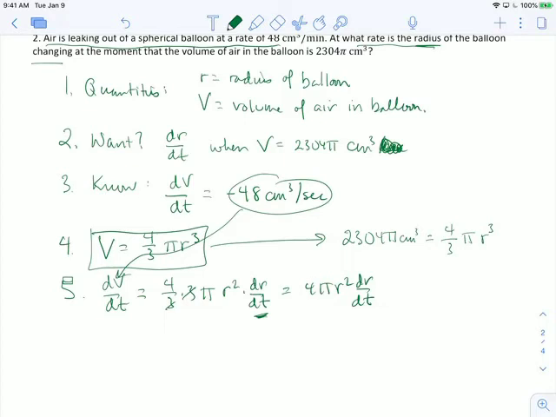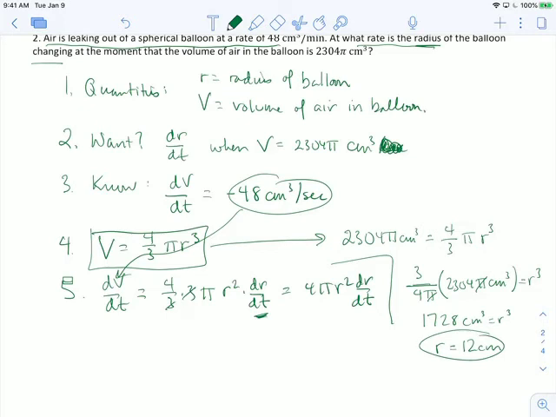And so I'm going to multiply both sides of this equation by 3 over 4 pi. Pi's cancel. And now, if I multiply this out, I get 1728 cubic centimeters equals r cubed. And then when I take the cube root, I get that r is equal to 12 centimeters. And so I'm going to substitute that in right here.